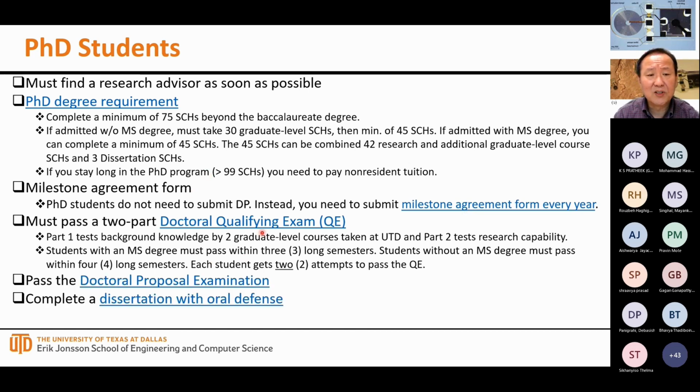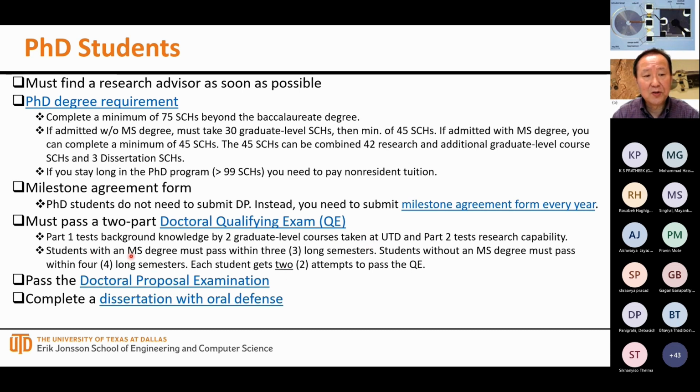For PhD students, you need to go through the qualifying exam and proposal, and then dissertation defense. The qualifying exam is divided into two parts. The first part tests background knowledge, and it is by taking 2 graduate level courses here at UTD, and part 2 tests research capability. So these 2 graduate level courses you must take here as a PhD student, no matter how many credits you have before coming to our PhD program. And you need to get B+ or better the grade for those 2 courses, then you pass part 1.